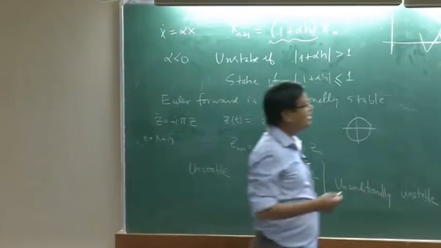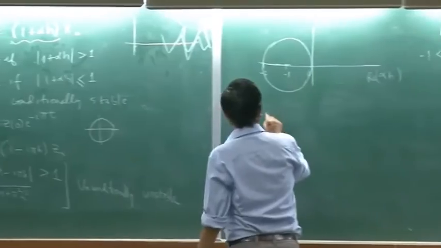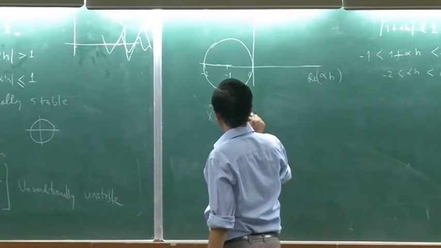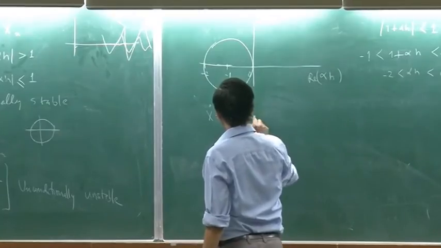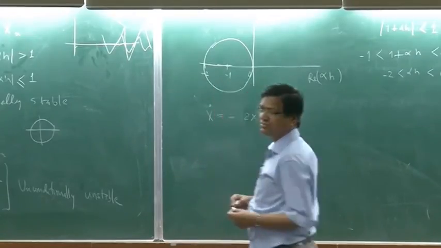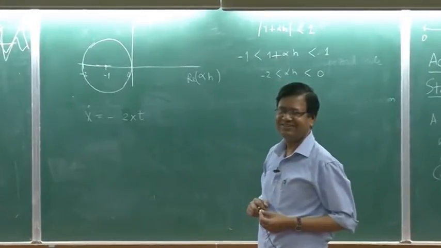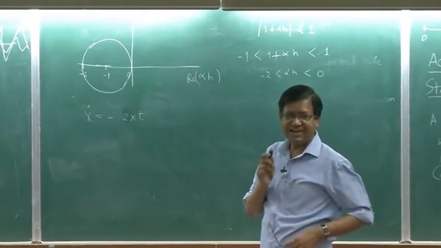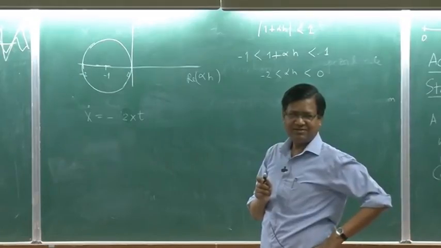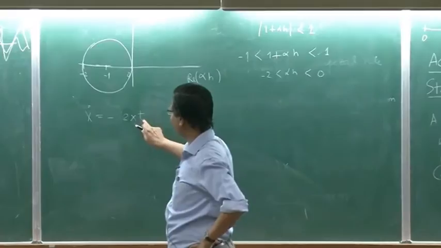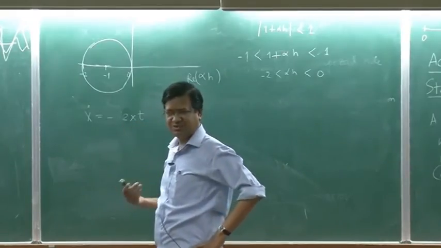Now, let us think of a slightly more complicated example. x dot is minus 2xt, still linear. Is it linear or non-linear? It's linear in x. The t is the coefficient. So, this is a linear equation, where 2t is a coefficient which can be a function of time.